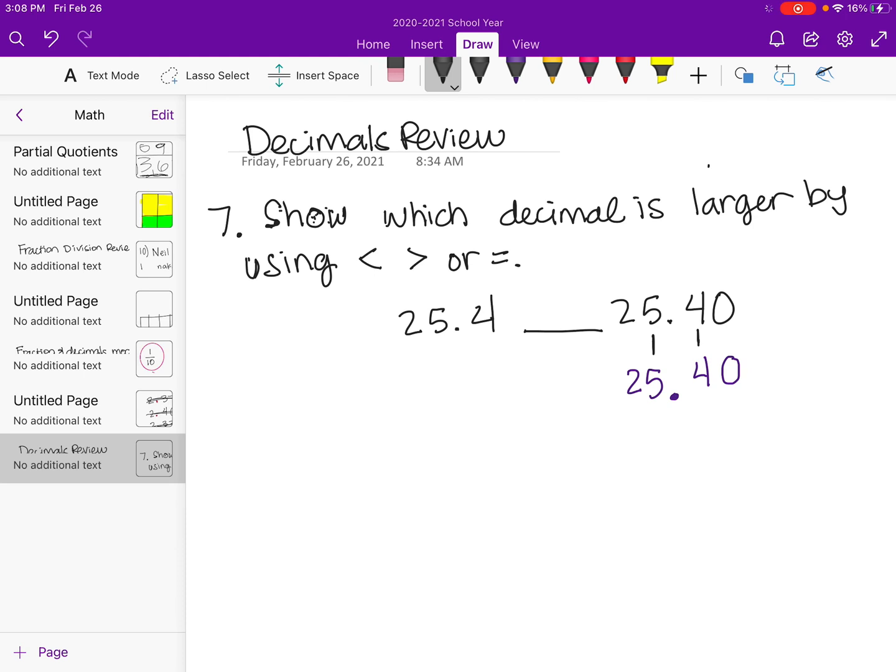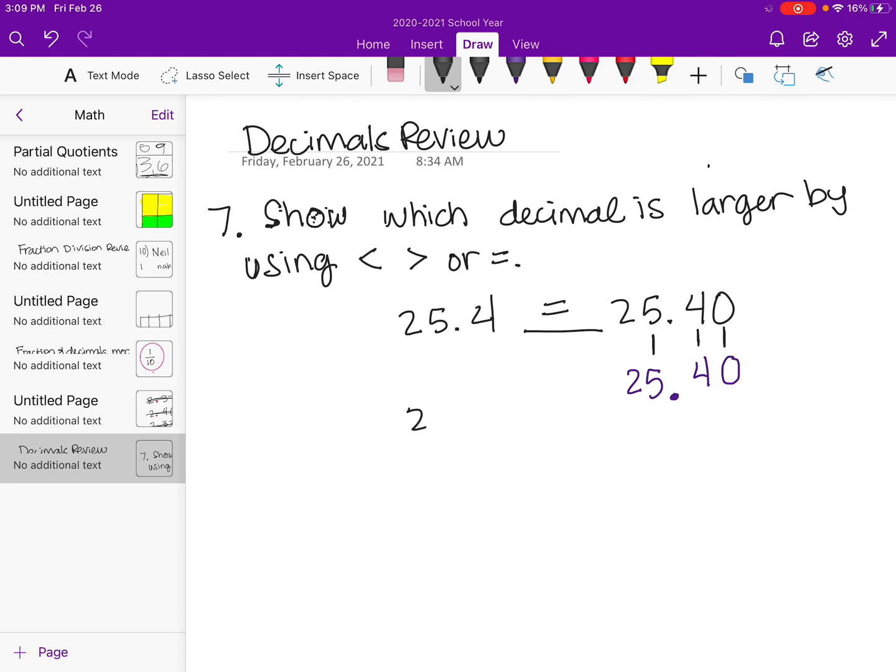My 10ths, I have both 4s. Those aren't different, so I can't find out which one is bigger from that. And then I'll move over to my 100ths, and they're both 0s, so they're not different. So what this tells me is these numbers have exactly the same value. 25 and 4/10 has the same value as 25 and 40 hundredths. These are the same. They equal the same value.